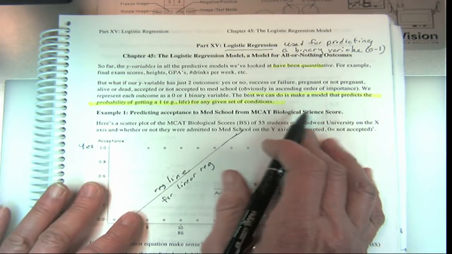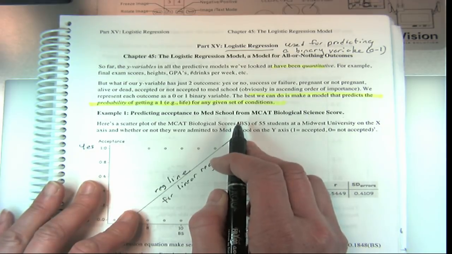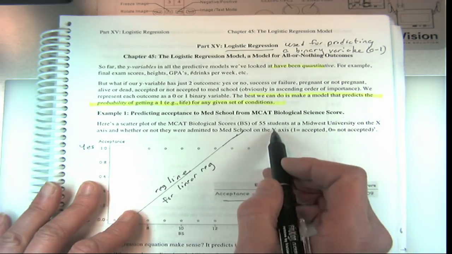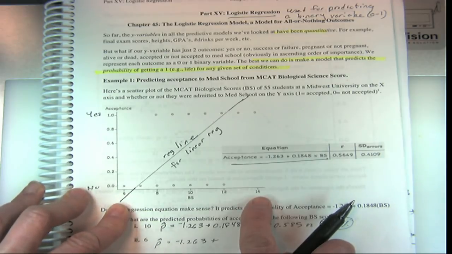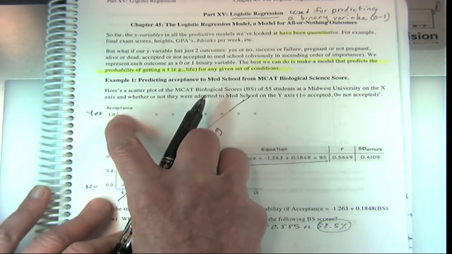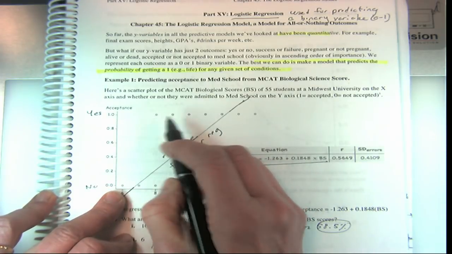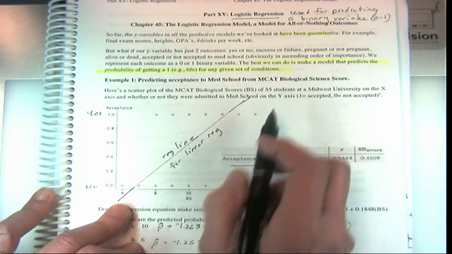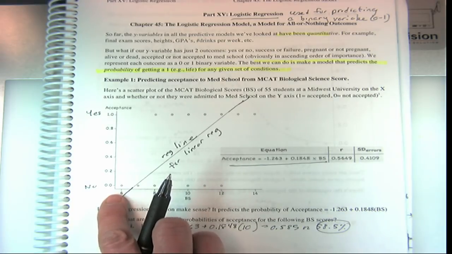All right, so here we have this real data set that is based on 55 students who are applying to medical school. On the x-axis right here is their biological science score, and on the y-axis right here is whether or not they got accepted to medical school. As you can see, each person got either a 0 or a 1. Now these little dots, some of them represent more than one person, because we don't have 55 dots here. But everybody got either a 0, a no, or a 1, a yes.